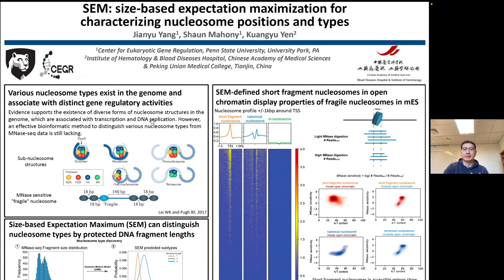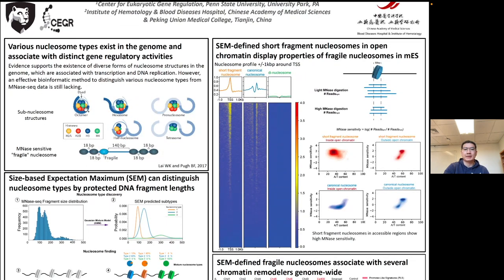I would like to introduce you our recent progress on a nucleosome calling package, SEM, which is able to characterize nucleosome positions and nucleosome types from MNase data genome-wide. To start, as we know, the canonical nucleosome is a histone octamer wrapped by DNA fragments.